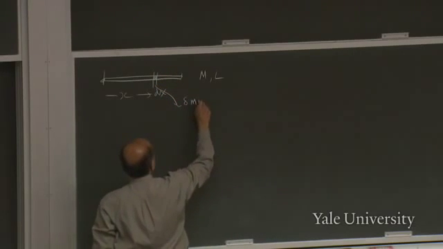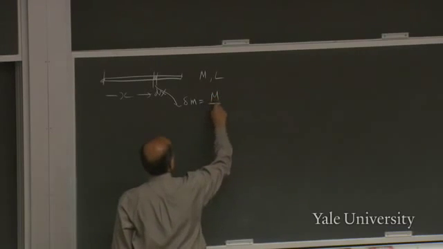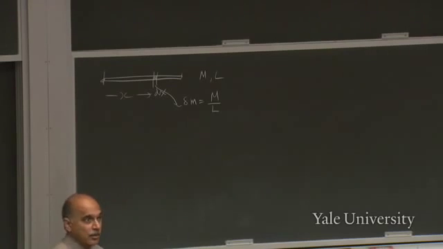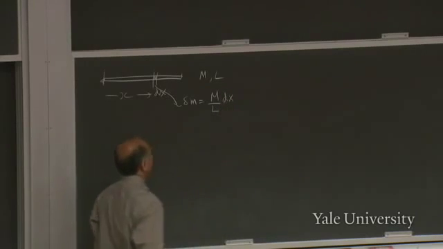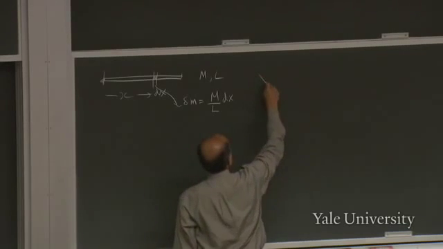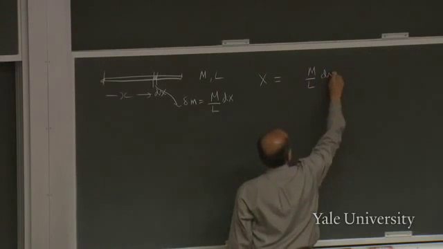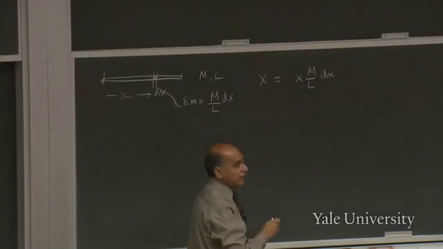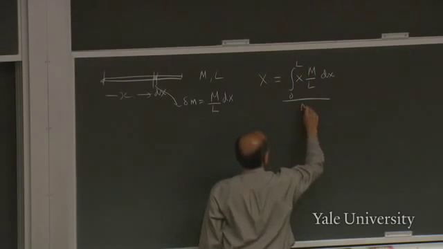Let me call it delta m. How much mass is sitting there? Well, I do the following. I take the total mass and divide by L. That's the mass per unit length. And this fellow has a width dx, so the mass of this little sliver is m over L dx. Therefore, the center of mass that I want is found by taking this sliver of that mass, multiplying by its coordinate, and summing over all the slivers, which is what we do by the integral from 0 to L. Then I should divide by the total mass, which is just m.